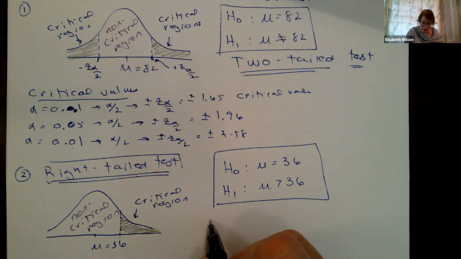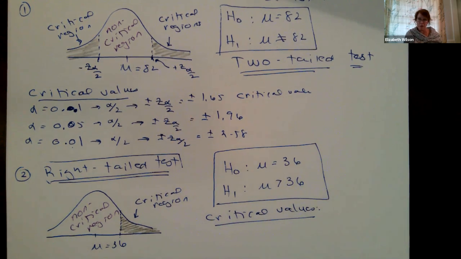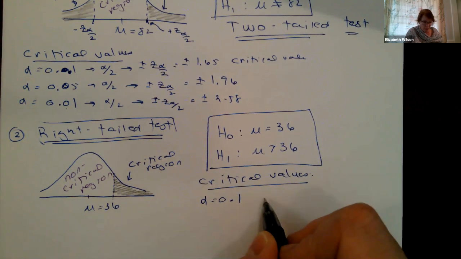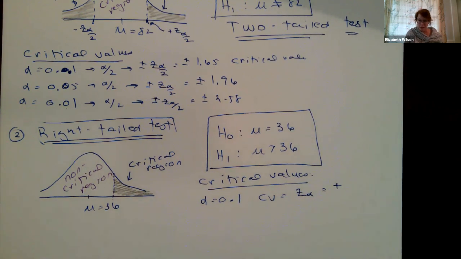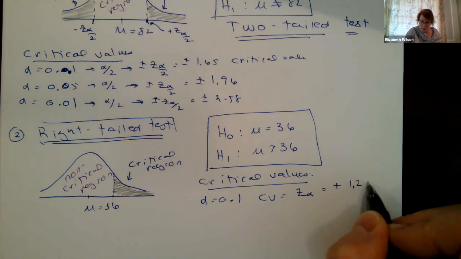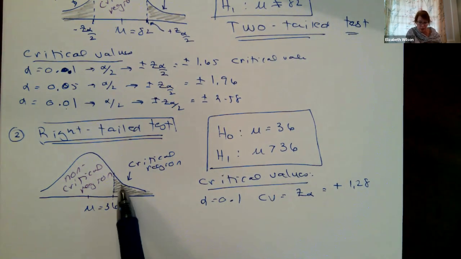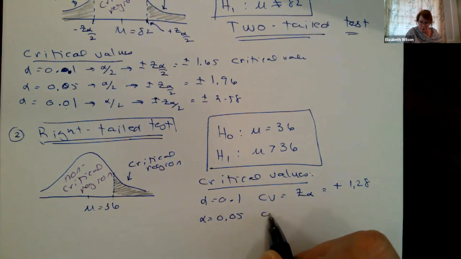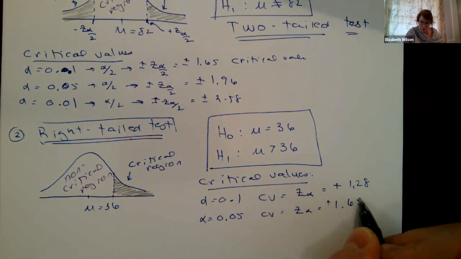So in this case here, our critical values, we're going to be looking up our z values based on our alpha. In this case we would say alpha equals 0.1, right? Our critical value, which is z alpha, these are just positive values because they're on the right-hand side, 1.28. Notice how it's different because I'm not splitting this up into z alpha over 2. I have the pure area under this curve is 0.1, or the area under the curve is 0.05. So my critical value is my z alpha, which is positive 1.65.